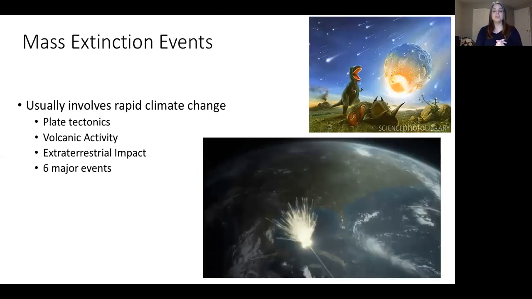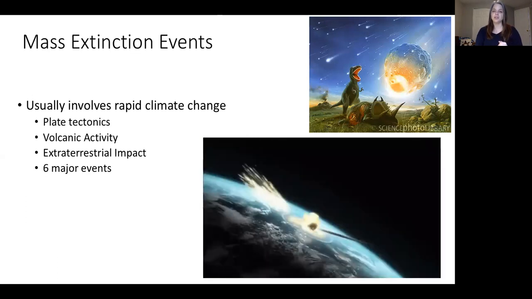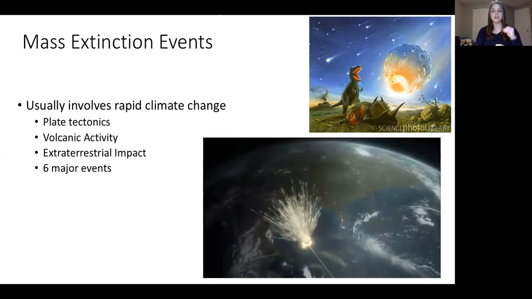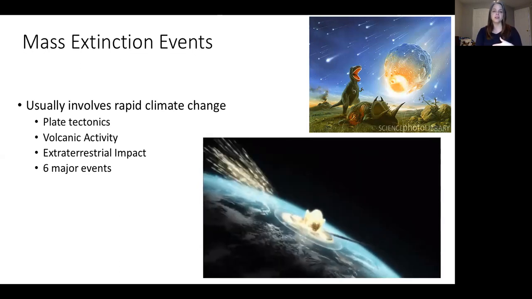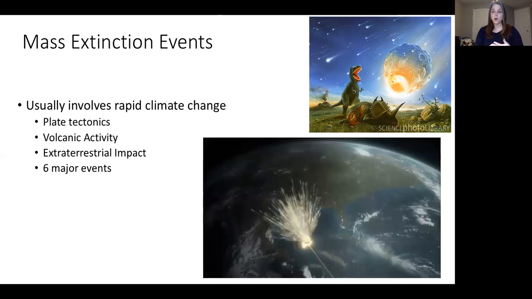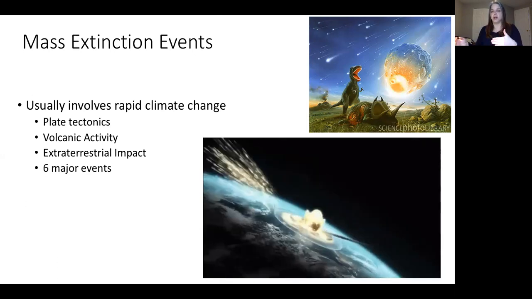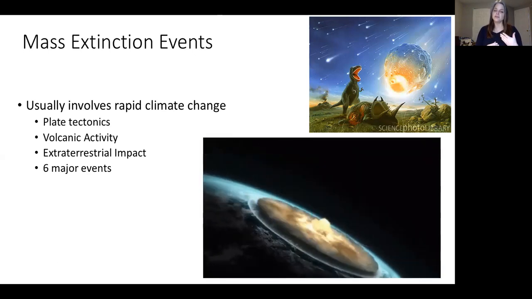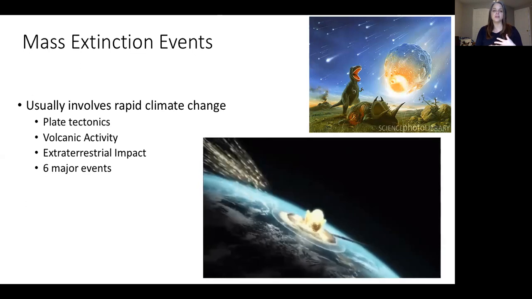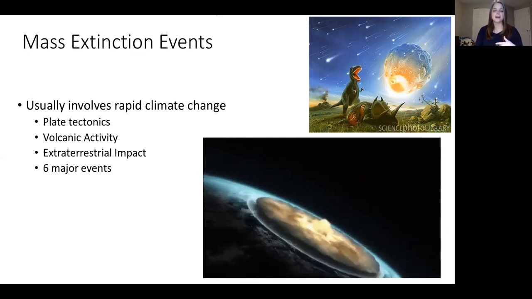So mass extinction events, they're nasty. They usually involve rapid climate change, or an initial event that then leads to rapid climate change. Sometimes, and we'll see this in the Permian extinction example, there's one big event that then created some chaos and some gradual climate change as well. And there are some important pieces to that. Usually these things are related to volcanic activity or an extraterrestrial impact event.